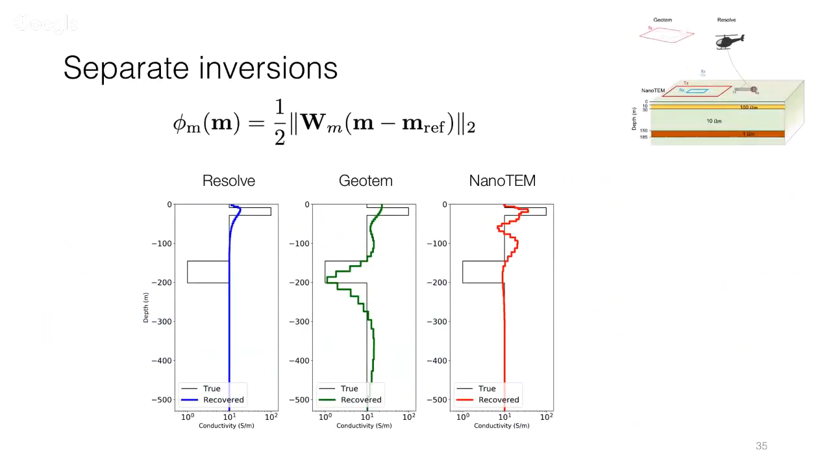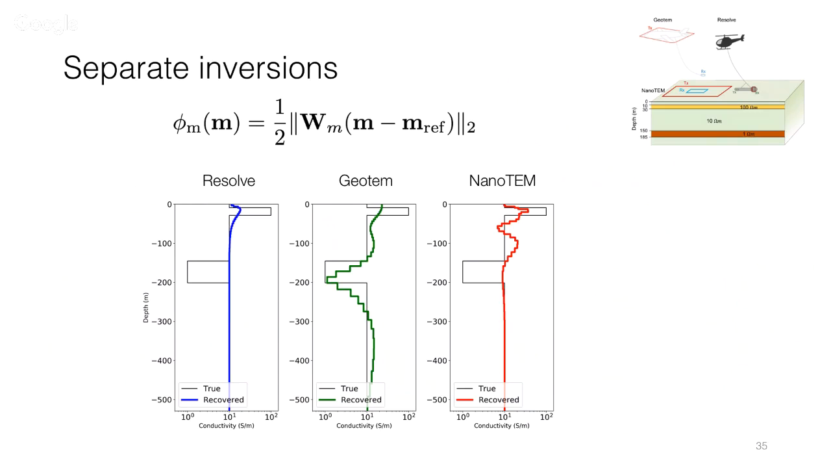If you take each of the data sets individually and invert them, you get something like this. So the true model looks like this. It's a conductive near-surface region and then a resistive region beneath. If you invert the frequency domain system, you get a bit of a bump that goes there. But remember I said that depth of investigation is only maybe 70 meters. So that's really all you see.